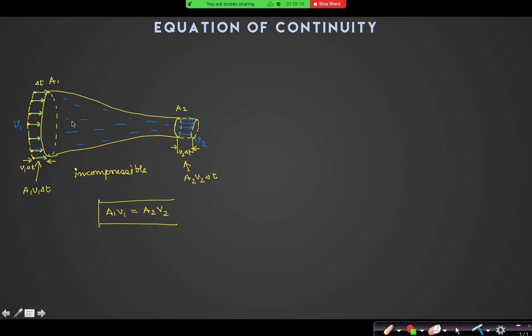As I told you, there is no physics here. We only conserve the volume. That means as much liquid goes inside, exactly that much liquid will come out.